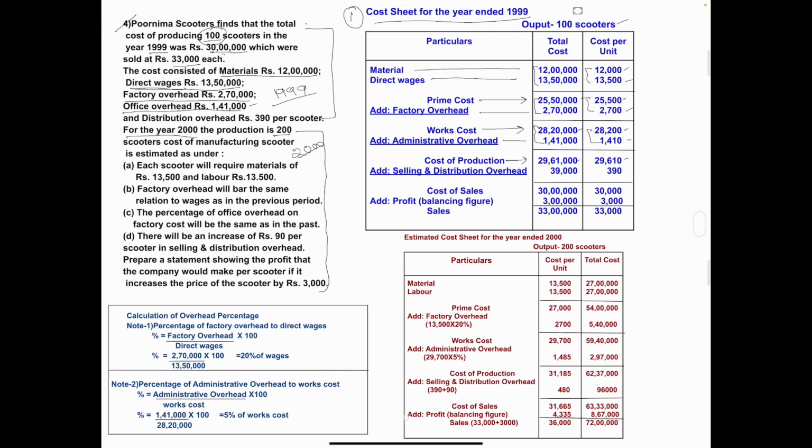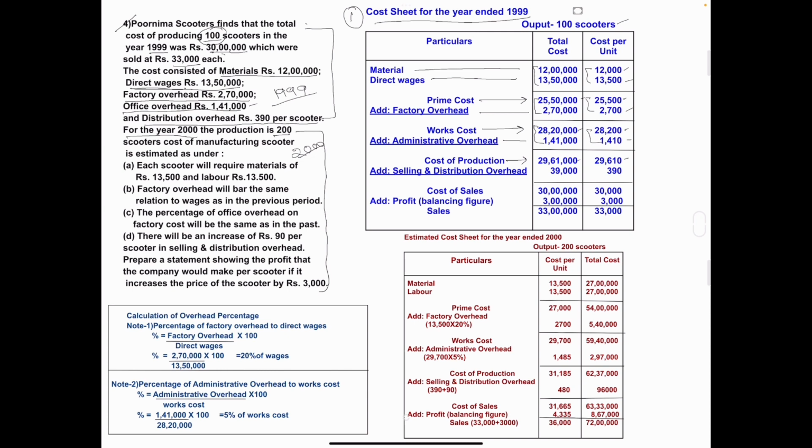Add selling and distribution overhead. See in the problem, distribution overhead is rupees 390 per scooter. Means if you sell one scooter, here they have mentioned per scooter. If you sell one scooter, on that distribution overhead is 390 per unit they have given, not the total. So on one scooter, the selling overhead is 390.